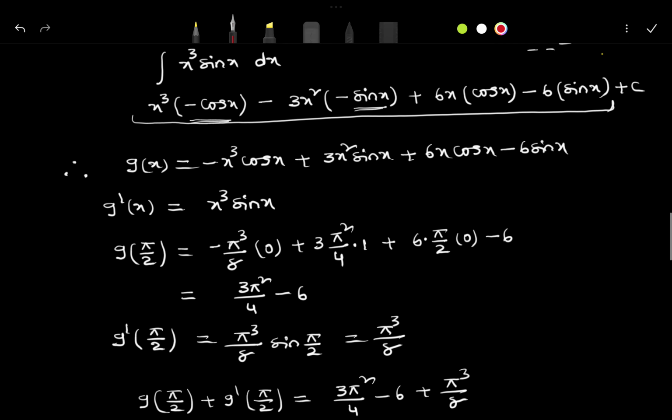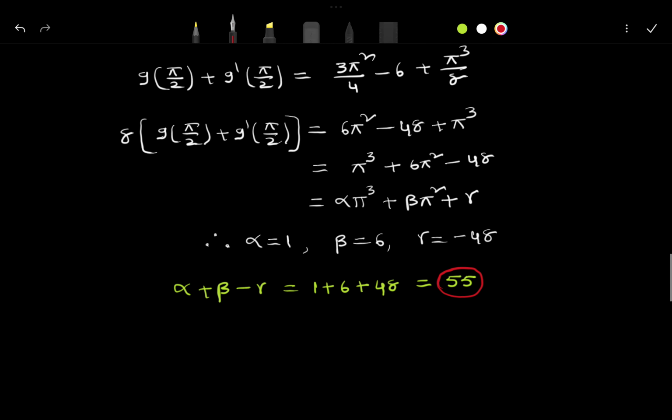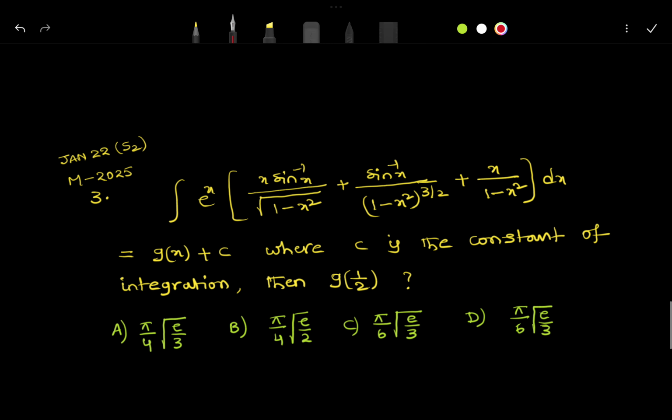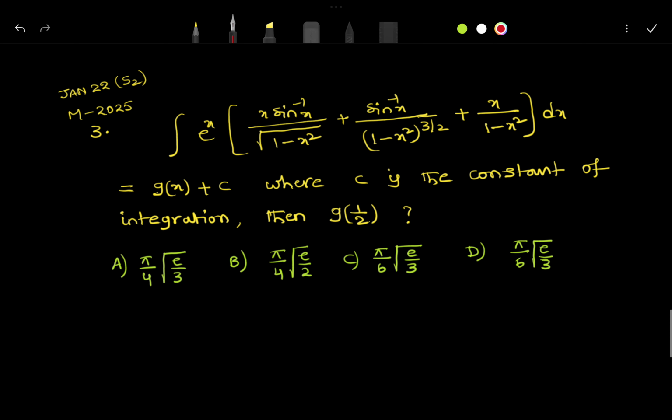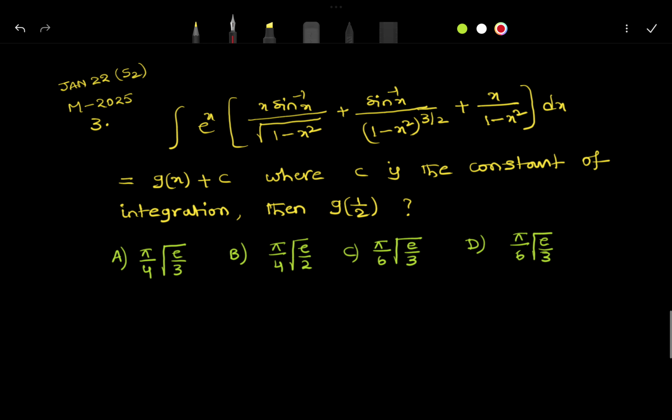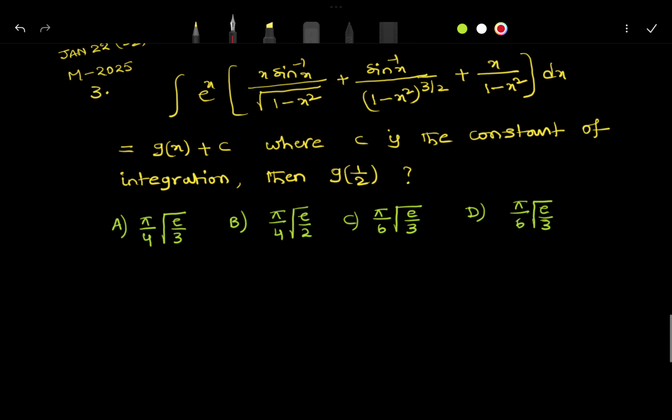Okay, so now one more question we'll see in integration. This is from 2025 January 22nd, shift 2: integration of e to the power of x into sine inverse x by root of 1 minus x square plus sine inverse x by (1 minus x square) whole to the power of 3 by 2 plus x by 1 minus x square is equal to g of x plus c.